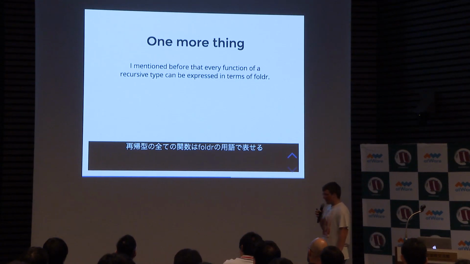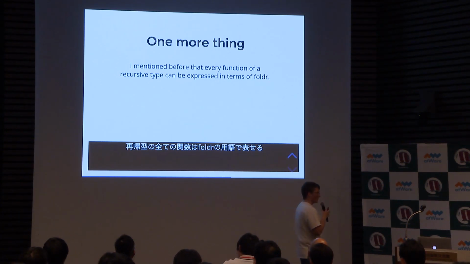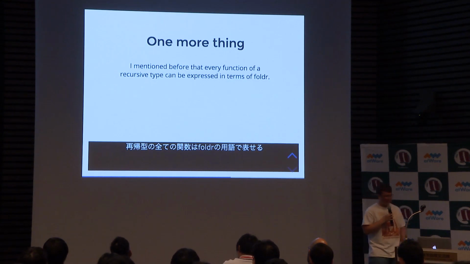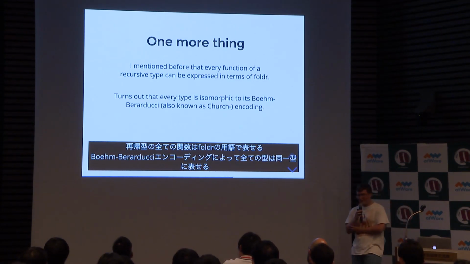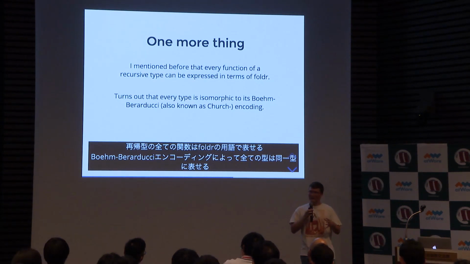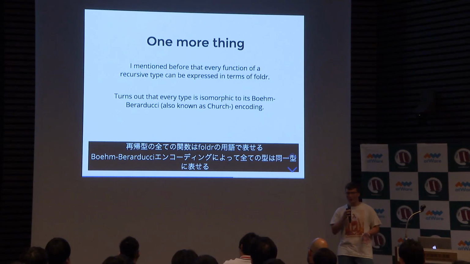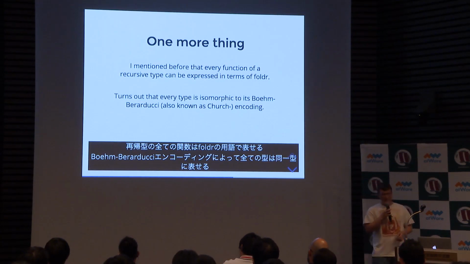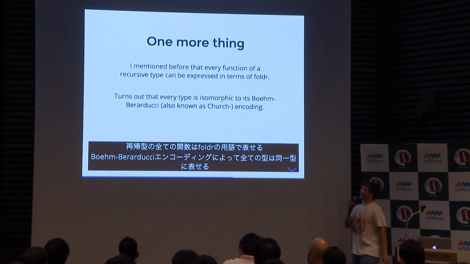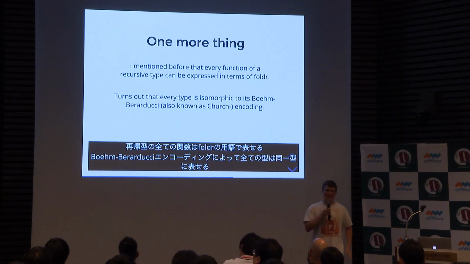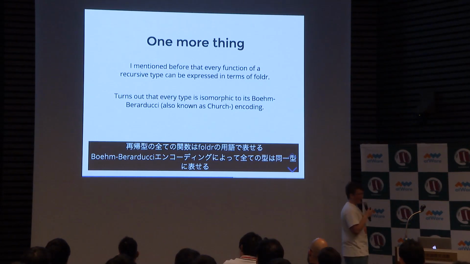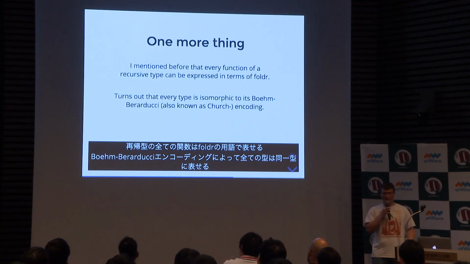Now, I told you that every single function that you can write on lists can be expressed in terms of foldR. That's a very interesting fact, because it turns out that it has very deep roots, and it's connected to different representations of data types. In particular, expressing a recursive data structure in terms of its foldR, or sometimes it's called catamorphism as well, is called, and I'm not entirely sure how to pronounce the name, Boehm-Berardi, I guess. So it's just a different encoding of data types.